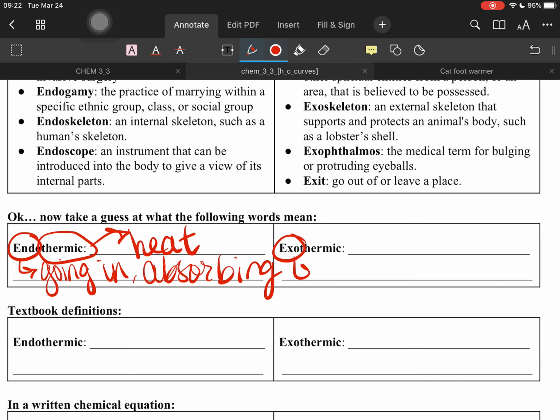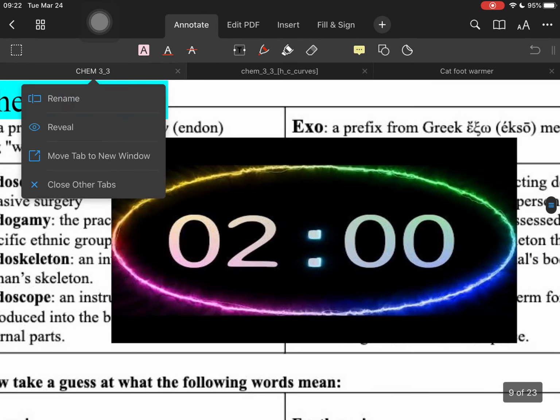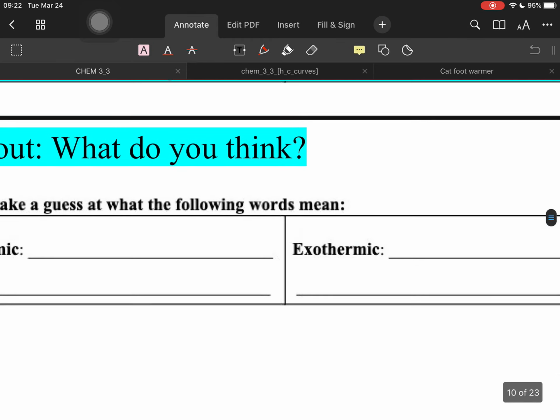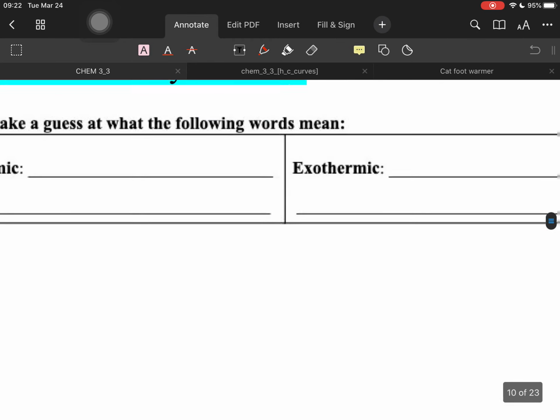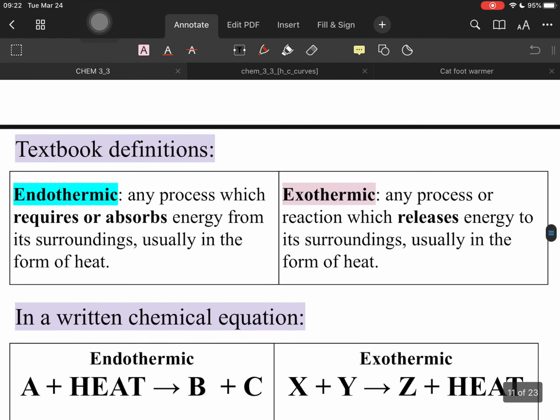Exo, on the other hand, exiting, right? The heat is exiting. It's leaving. It's going out. Endo, heat is going in. Exo, heat is going out. Okay. And the textbook definitions you should have from the slides. There you go, right? Copy those down.